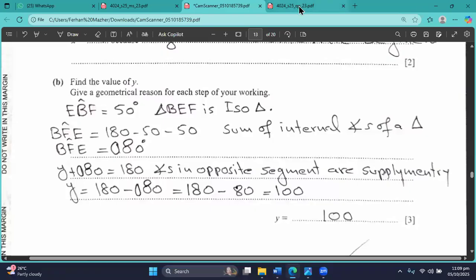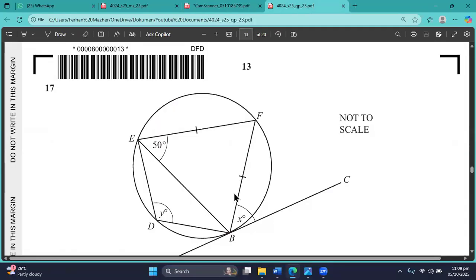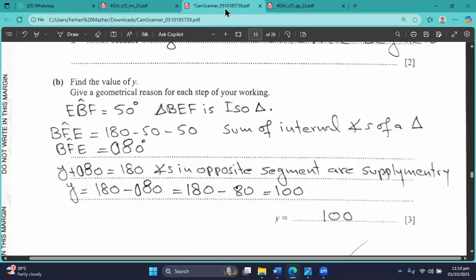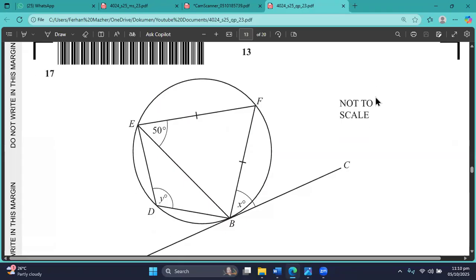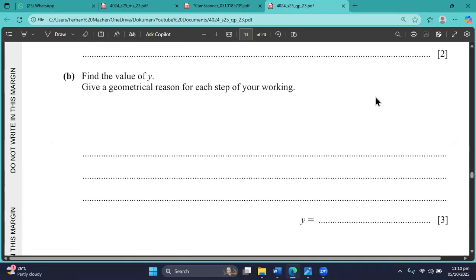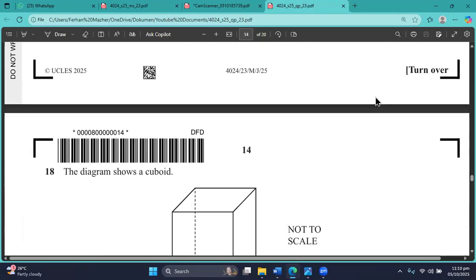This is how this is done. This is the diagram. This is 50, this is 50. So I got this is 80, this 80, and this is y. Their sum will be equal to 180. So y will be equal to 180 minus 80. Then y is equal to 100. And this is how we write this. It's a 3 marks question. This part is of 3 marks. Okay, so we are done with it.